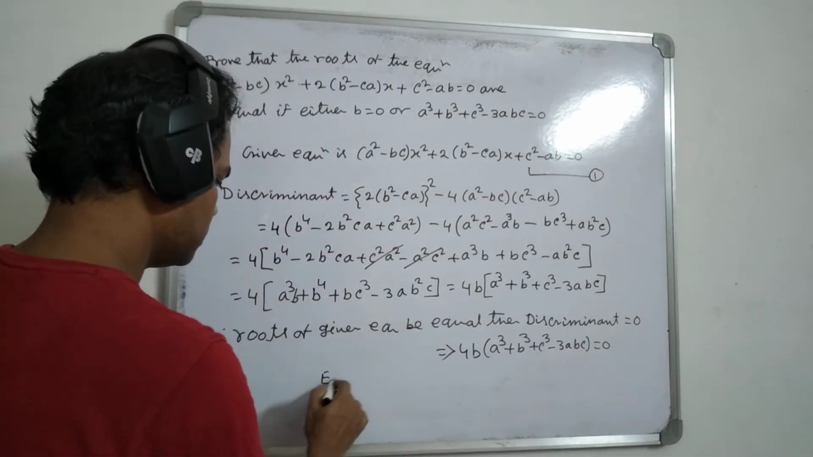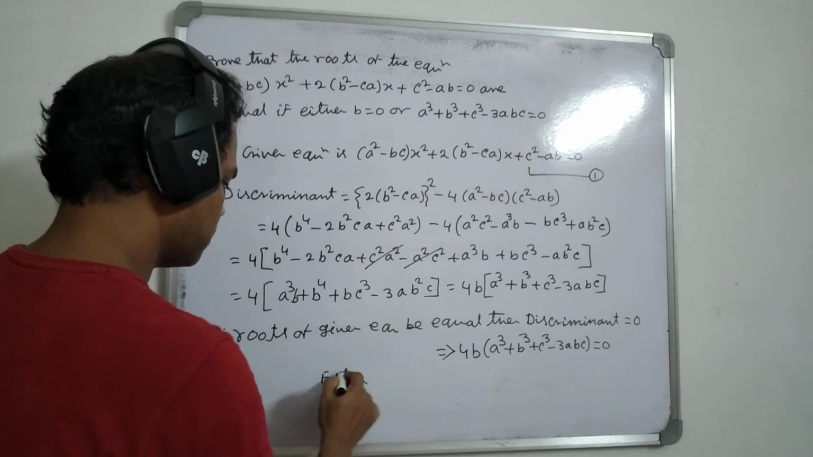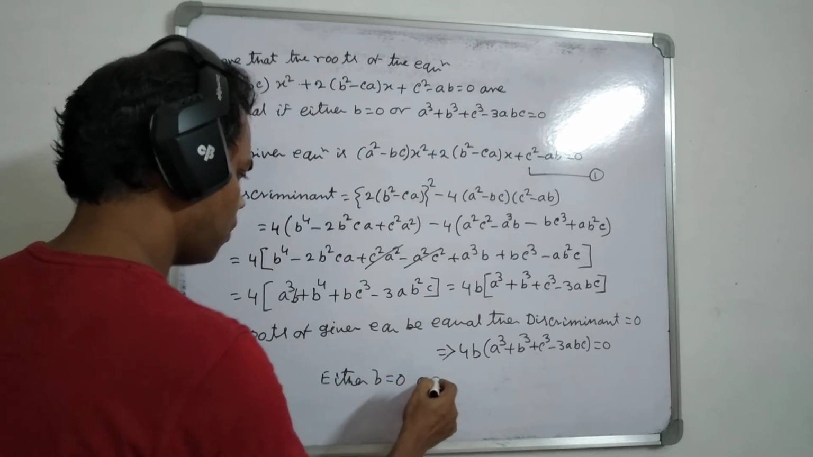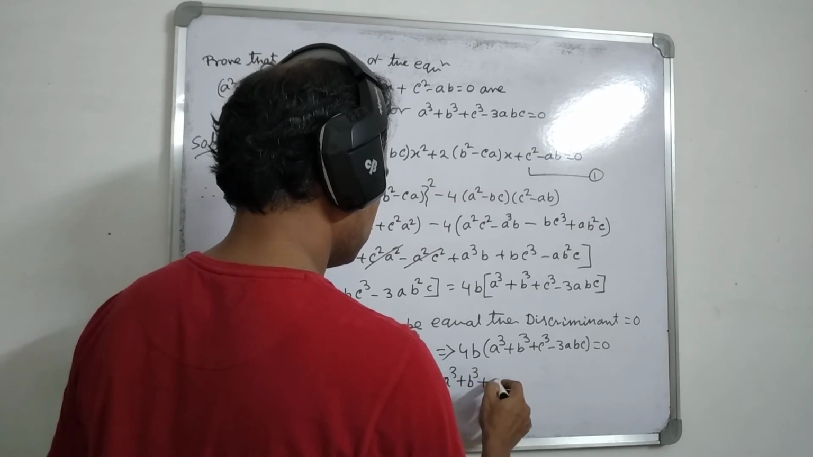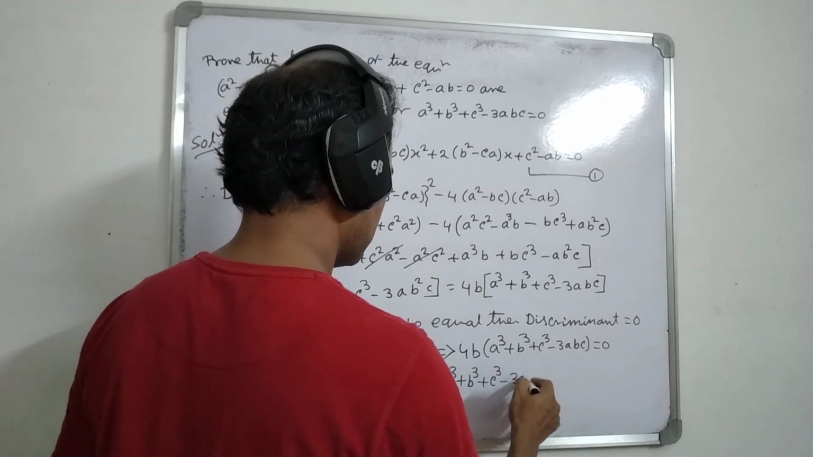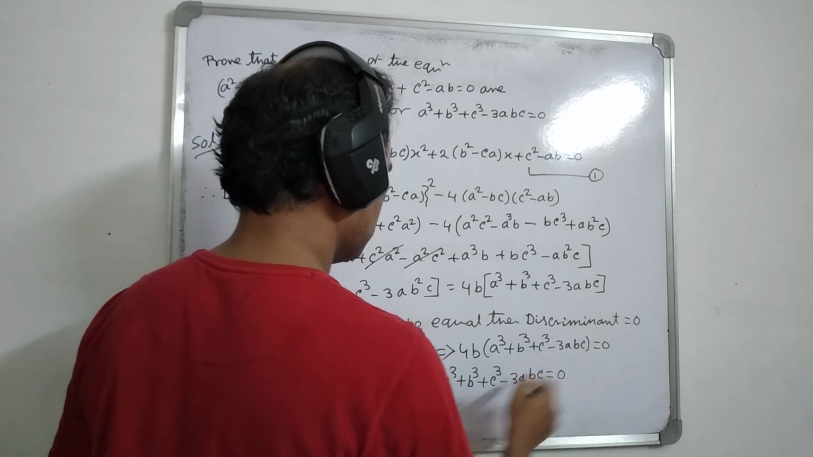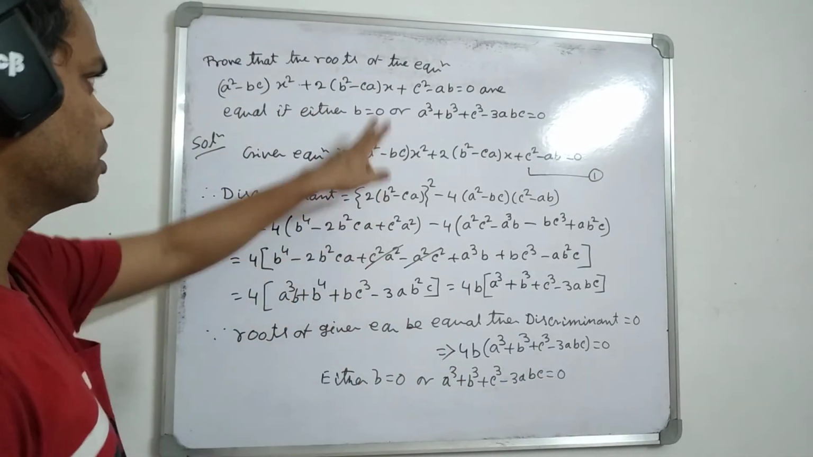So either b = 0 or a³ + b³ + c³ − 3abc = 0. This is our required proof.